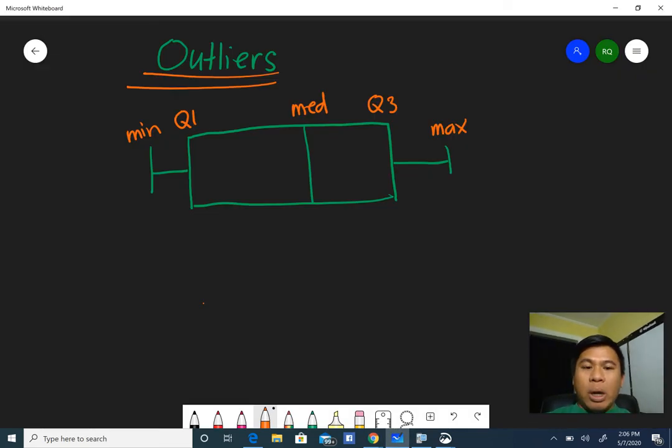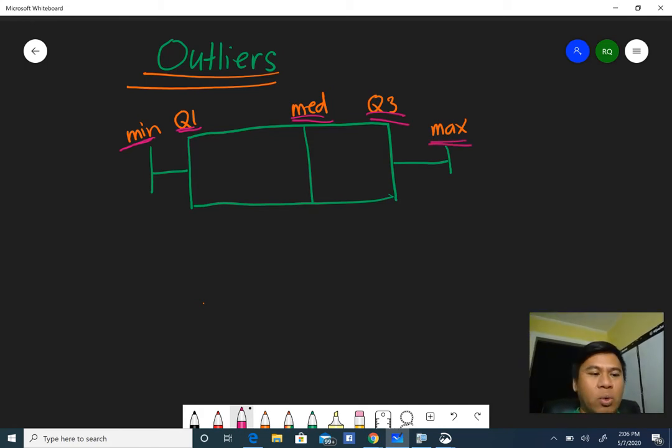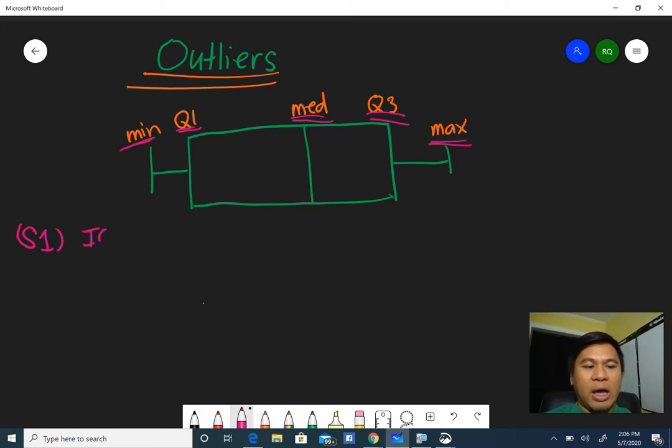So in terms of our outliers, we're considering our box plot here with the following. We have our minimum value, lower quartile or Q1, our median or Q2, our upper quartile or Q3, and our maximum value. The first thing that we're going to do, let's call it step one, is compute the IQR or the interquartile range. To get the interquartile range, we're simply going to subtract Q1 from Q3.